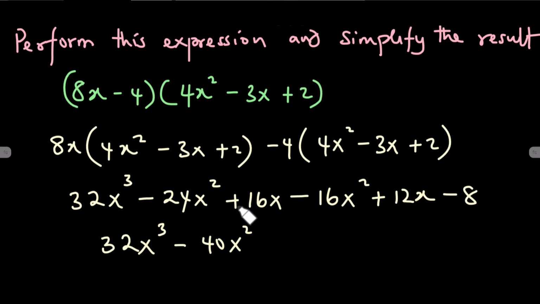And here you've got plus 16x plus 12x. If you add them both, you get plus 28x. And here you just have only a constant number. You just put the number at the end. So the result for this one will be 32x cubed minus 40x squared plus 28x and minus 8.